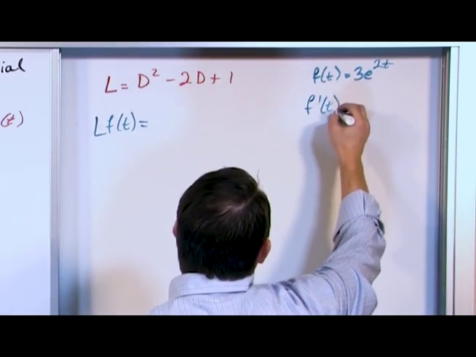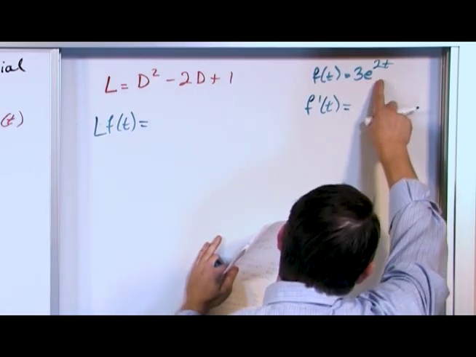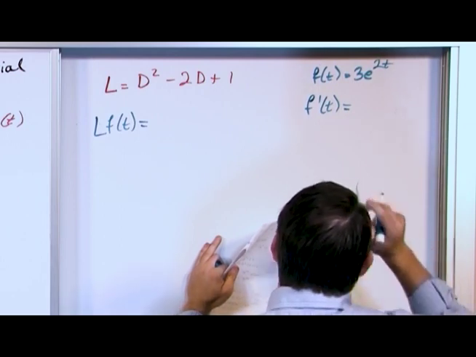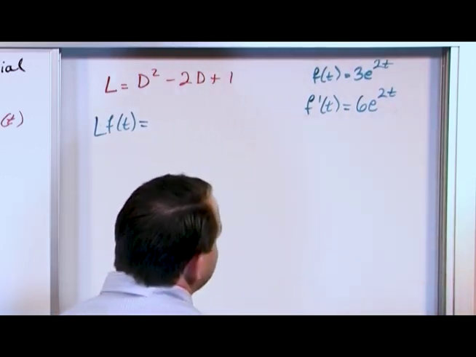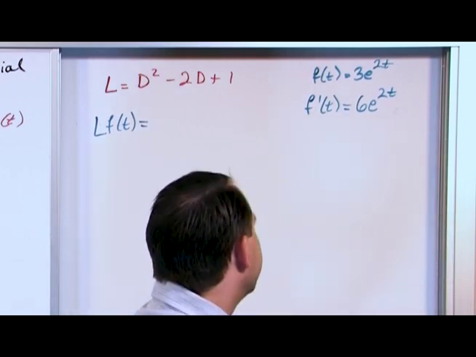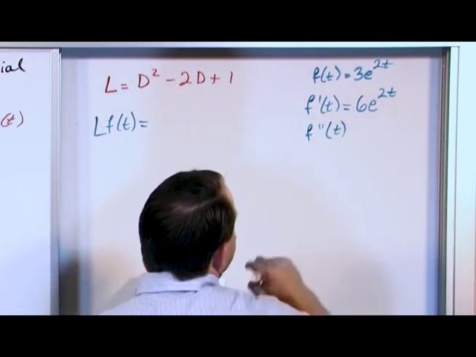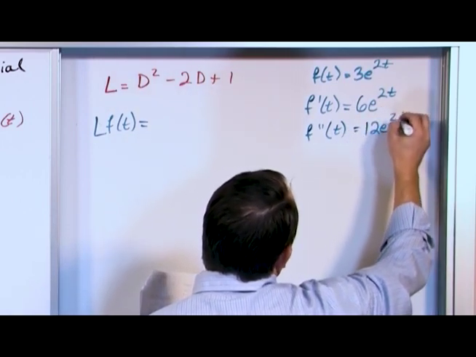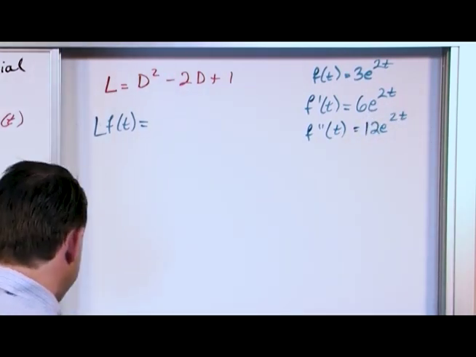f prime of t is equal to, here we have 3 and we have e to the 2t. The derivative of e to the 2t is 2 times e to the 2t. So 2 times 3 is 6e to the 2t. Just taking that derivative right there. The derivative of the exponent is 2, multiplied times this gives me the 6. The second derivative is just taking the derivative of this guy, same kind of thing. 2 times 6 is 12e to the 2t. It's indestructible, we just multiply because we're taking the derivative of the exponent there.